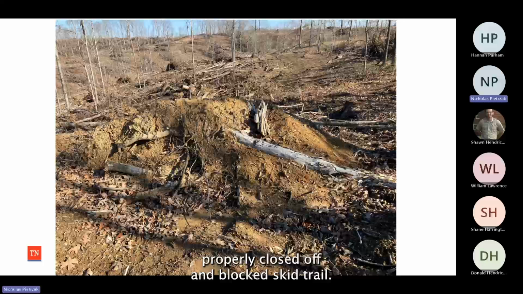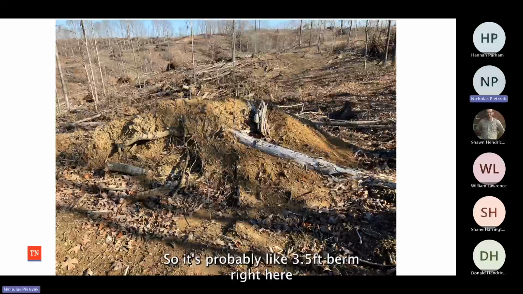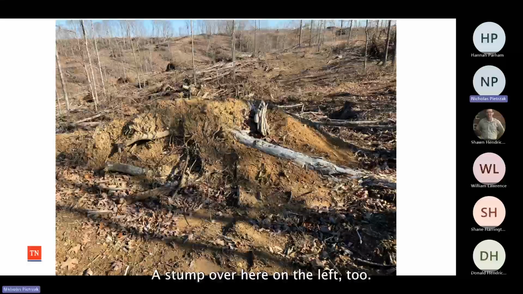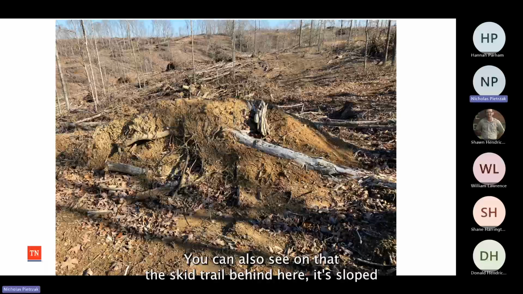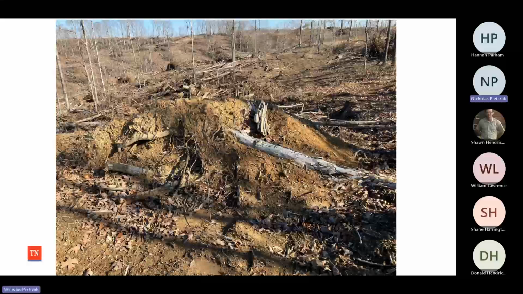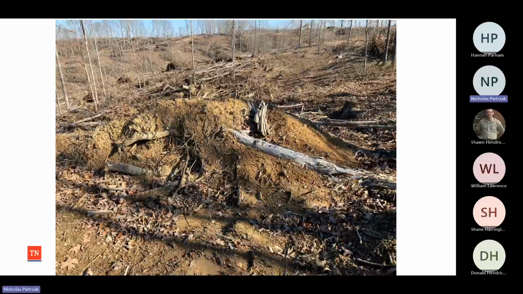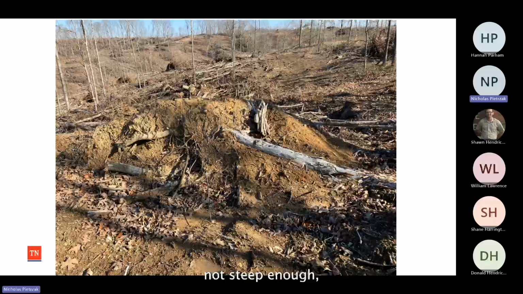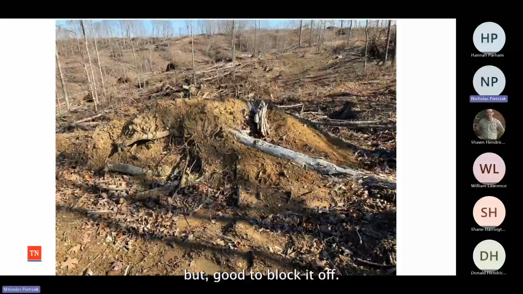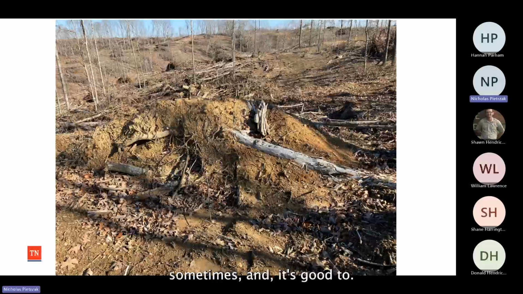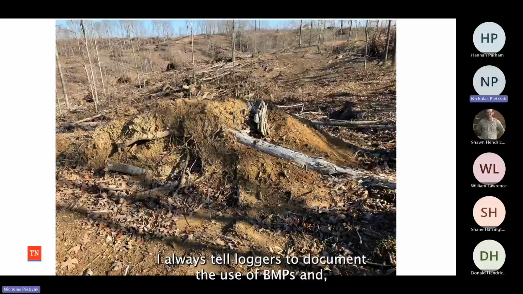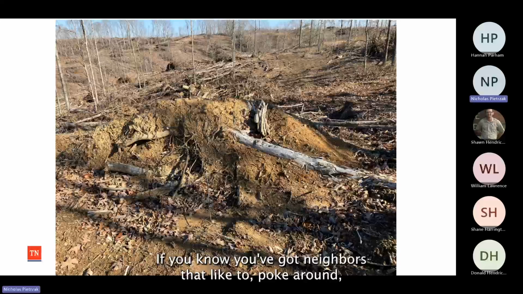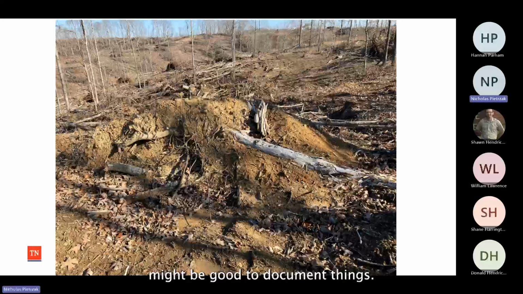Here's a properly closed off and blocked skid trail. It's probably like a 3.5 foot berm right here with stumps in the middle of it. There's a stump over here, a stump over here on the left too. You can also see on the skid trail behind here, it's outsloped, and there's a water bar just over the crest of the hill. No water bars are needed up here because it's just not steep enough, but it's good to block it off. Neighbors on four-wheelers like to poke around sometimes. I always tell loggers to document the use of BMPs, and for landowners as well. If you know you've got neighbors that like to poke around, it might be good to document things.